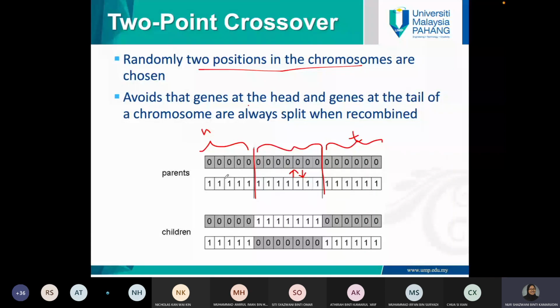So these are the parents. You change this part, so it becomes 0, 0, 0, 0, 1, 1, 1, 1, 1 and 0, 0, 0, 0. The second child will be 1, 1, 1, 1, 1, 0, 0, 0, 1, 1, 1, 1, 1. So that is for 2-point crossover.